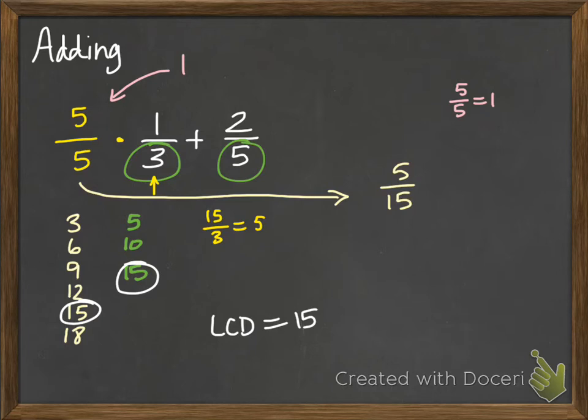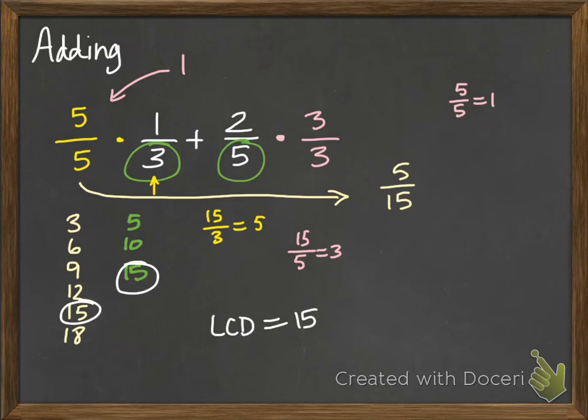Okay, so then I do the same thing with this one. So I have a 5 in the bottom, I want it to be a 15. So then I have to decide what I need to multiply it by. So 15 divided by 5 gives me 3. So I want to multiply it by a 3. But again, I can't just multiply the bottom by 3. I have to multiply the top too, because otherwise I'm changing the entire fraction. But really I don't want to change it, I just want to make it look different.